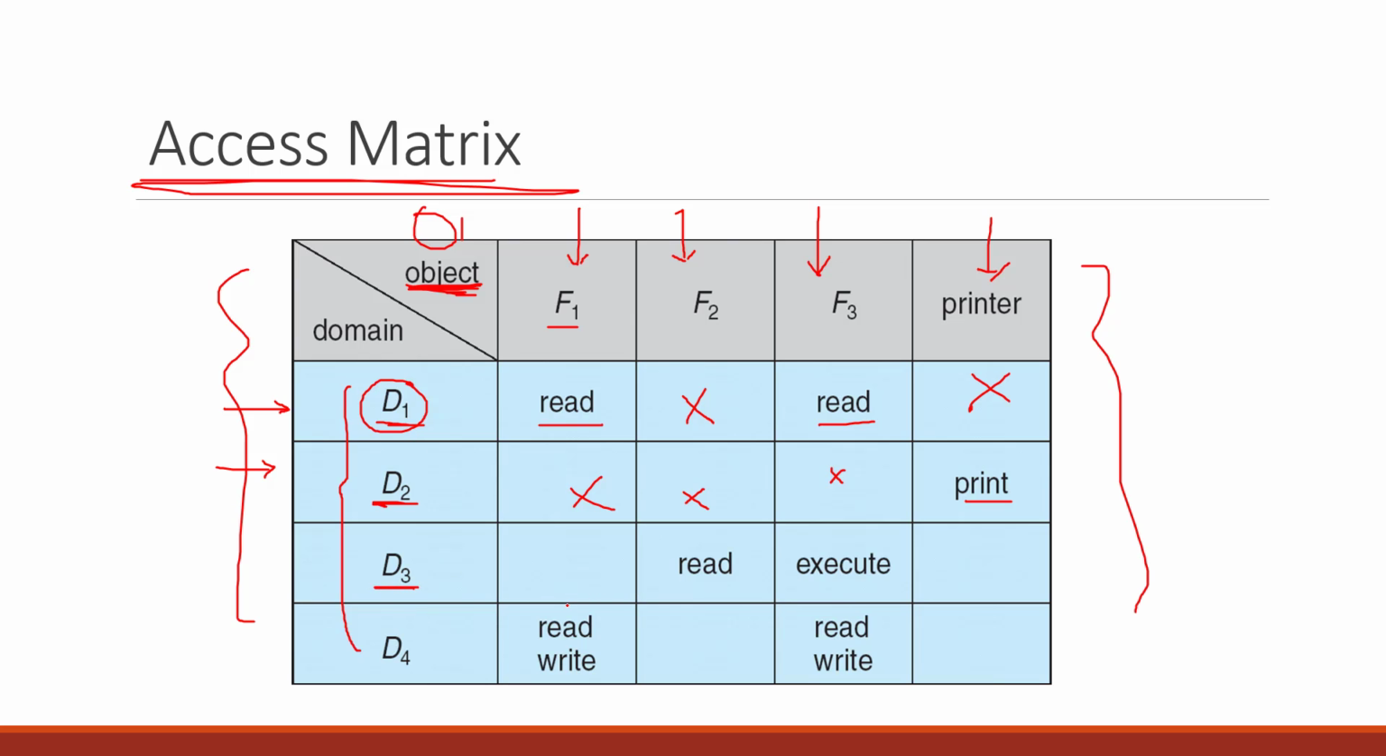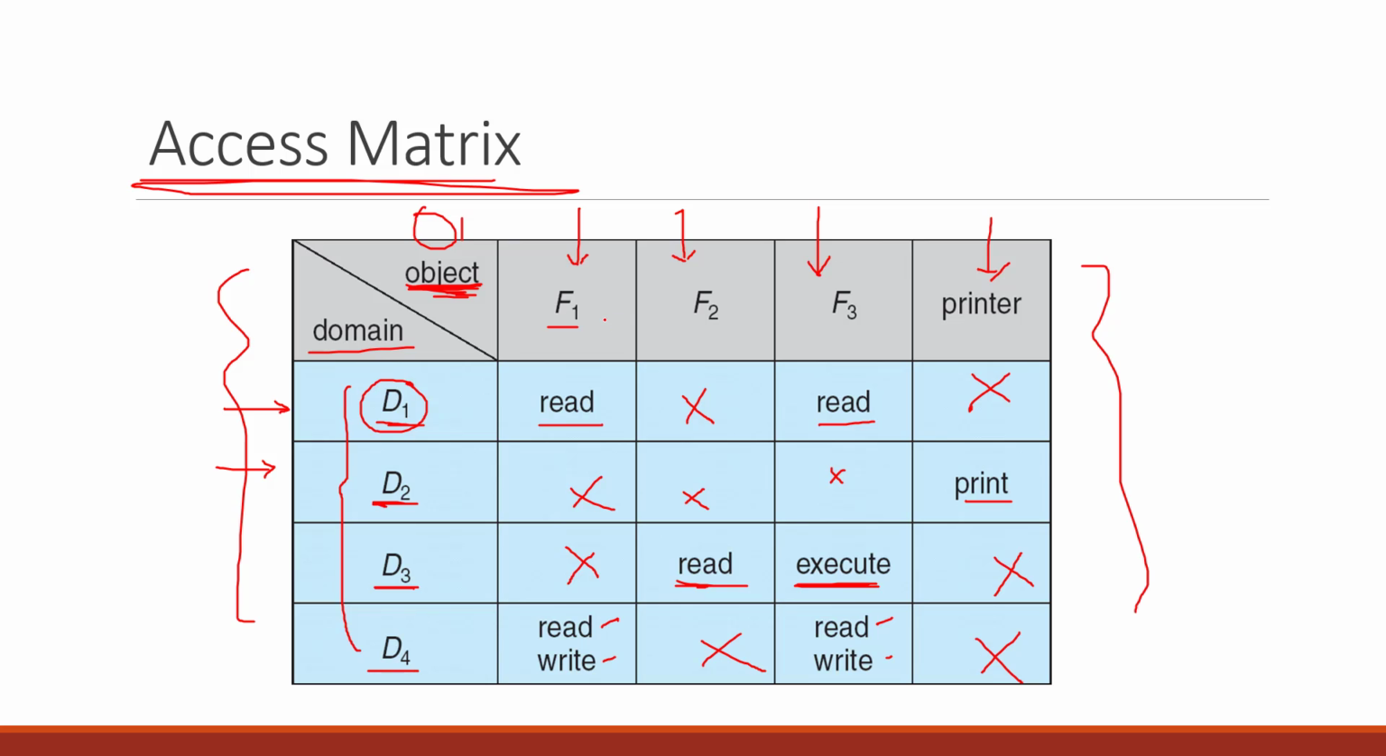When it's in domain 3, it does not have access to file 1, it does not have access to the printer, but it has read access to file 2 and execute access to file 3. Similarly, in domain 4, it has read and write access to file 1, it has no access to file 2, read and write access to file 3, and has no access to the printer. This is normally how we design our access matrix, including domains, objects, and the resources, right?